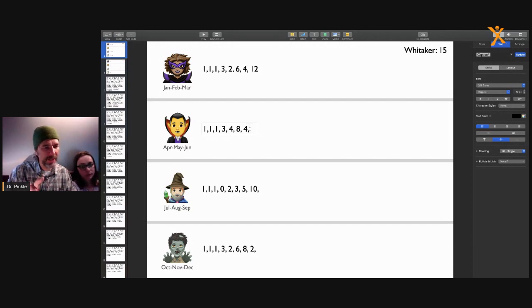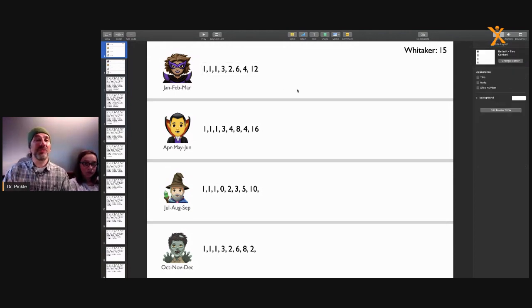Just waiting for the vampire team. Vampire team, you're about to default, and I'm going to choose for you if you don't choose for yourselves. Vampire plus. Okay, 4 plus 8 plus 4, that is 16. Oh, the vampires have shot right past the objective. They've gone right through the Whitaker number and out the other side.